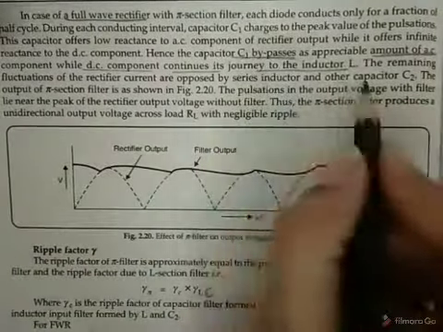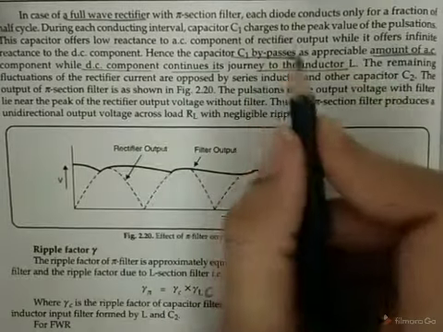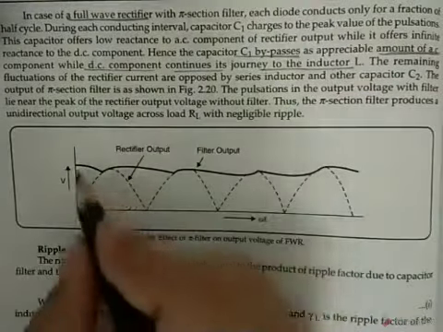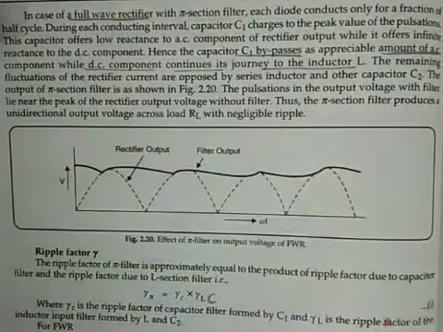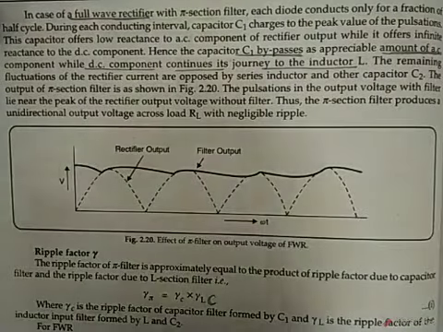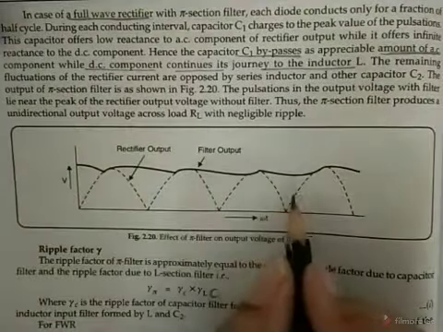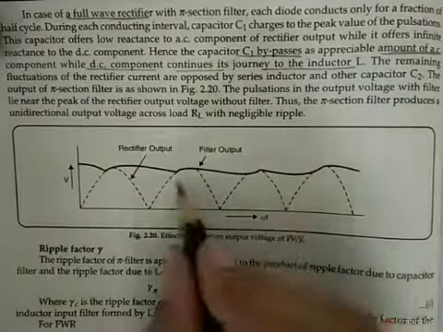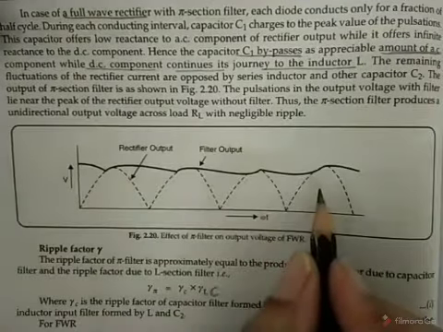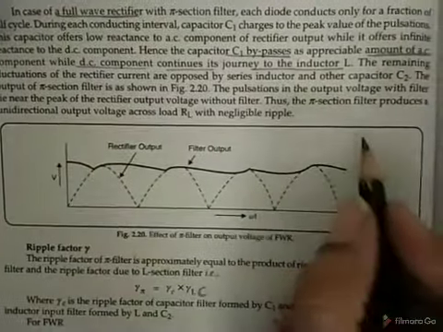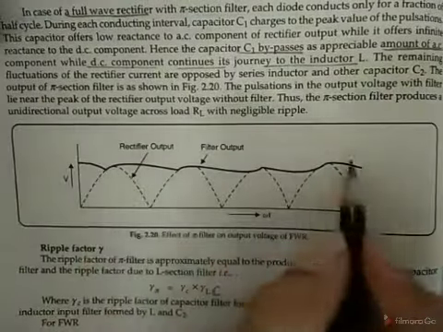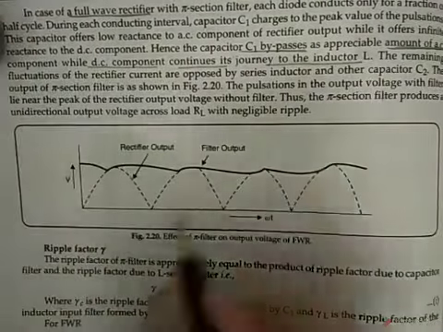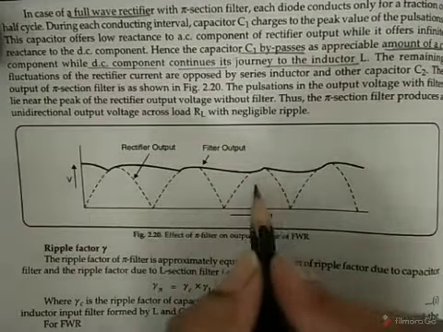So this is an LC filter, and earlier only a C filter had been used. The output is shown like this. You can see that this is a very smooth curve, so it is nearly close to DC current or DC voltage. Here the pulsations are shown, and you see that the pi section filter produces a unidirectional output voltage across the load resistance RL with a negligible ripple. Here the ripple factor is very small.